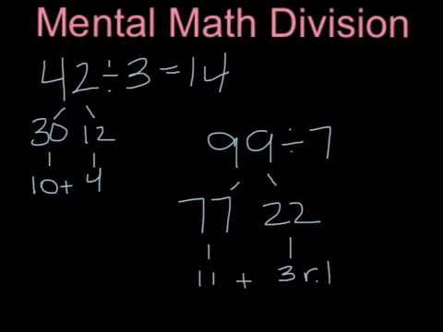Now when I add these together, I'm again going to get 14, but this time I'm going to have a remainder of 1. Again, because I knew that 22 was only divisible by 7 3 times. 7 times 3 is 21, which makes a remainder of 1. If you check it on your calculator at home, you can check to see if I'm right.